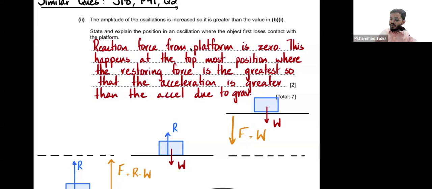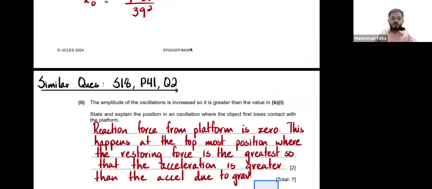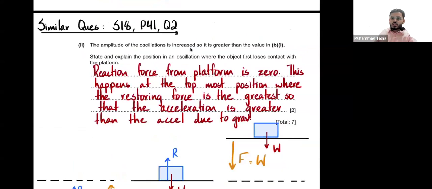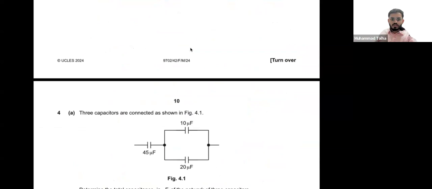If you did this math with a little bit of thinking as to what this means, this just comes to you naturally, right? So one mark you get just for stating what this position is, and the other mark is for explanation. So this was a really conceptual question.